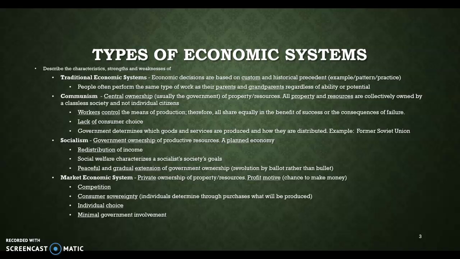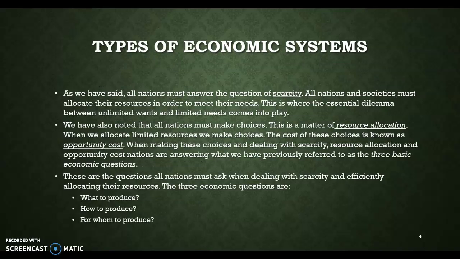Then you look at a market economic system, private ownership of private property. So there's a profit motive. That means everyone's out to make money. There is competition. There is consumer sovereignty, which means that these purchases are made by consumers like me and you. And we also determine what's going to be made. There's individual choice and minimal government involvement.